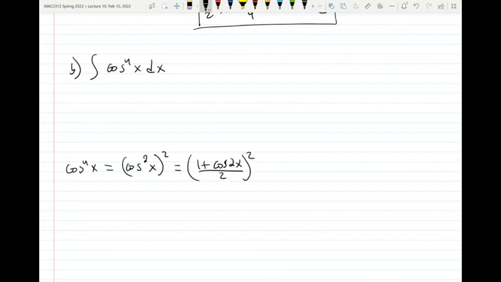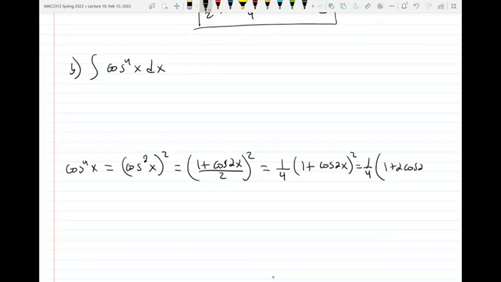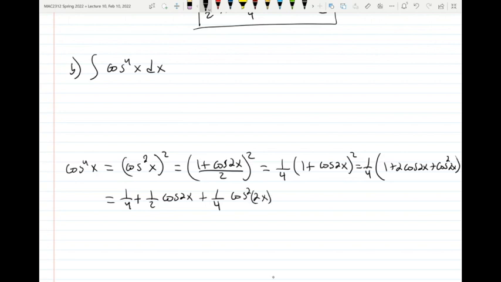Okay, so cosine squared, remember, is 1 plus cosine of 2x over 2. But we need to square that. Okay? So let's see, from here, I'm going to take out a quarter, a 1 over 4, that's the 1/2 that I have squared. And then we have 1 plus cosine of 2x squared. Let me expand this square. So this becomes a quarter times 1 plus 2 cosine of 2x plus cosine squared of 2x. Distributing the 1/4, we get 1/4 plus 1/2 cosine of 2x plus 1/4 cosine squared of 2x.